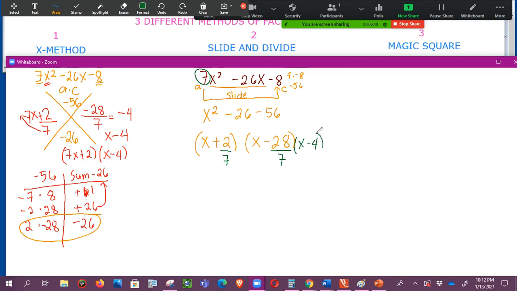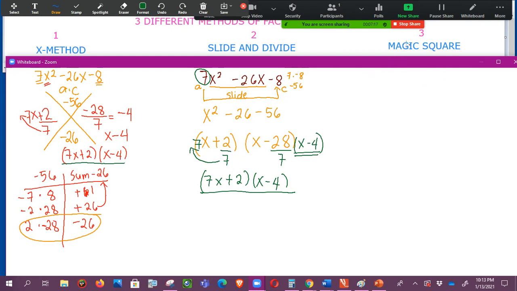Now, we're safe to have the first factor, and let's deal with this. Same process that we did in the X method, you will pull up 7 in front of x. So the answer is 7x plus 2 times x minus 4. See? Different method, but they're giving you the same answer.